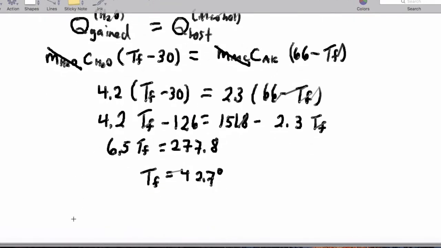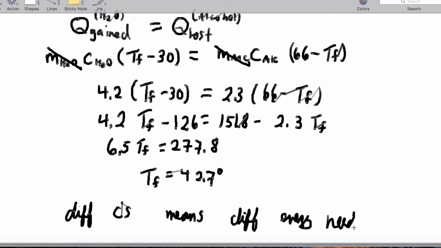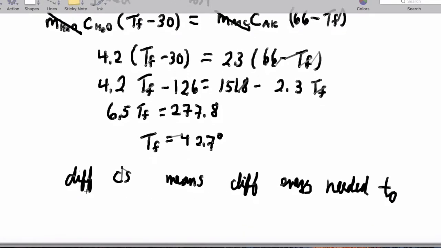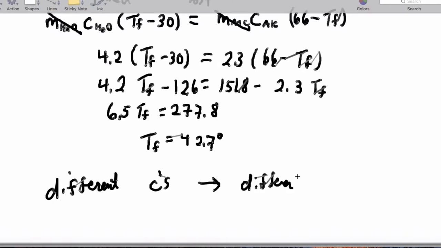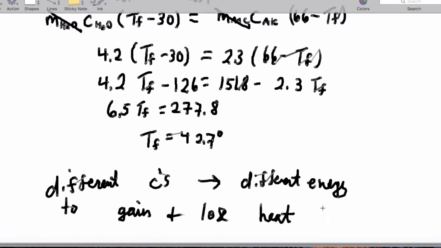And the reason the temperatures aren't equal is different C's mean they gain, basically different C's mean different energy needed to gain, this is terrible writing, so different C's, or heat capacities, implies different energy to gain heat and lose heat to change temperature.